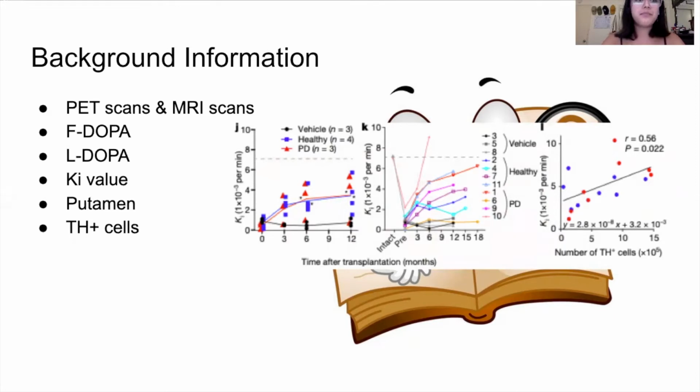brain. And lastly, Th positive cells, or tyrosine hydroxylase, is an enzyme that's responsible for catalyzing L-tyrosine into L-DOPA. So these cells are simply responsible for producing the enzyme tyrosine hydroxylase. Thanks.